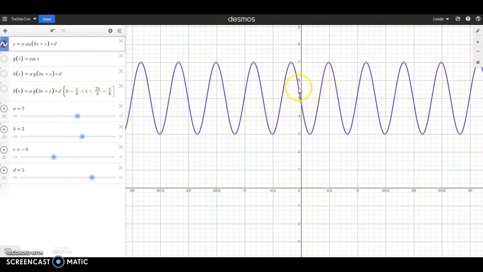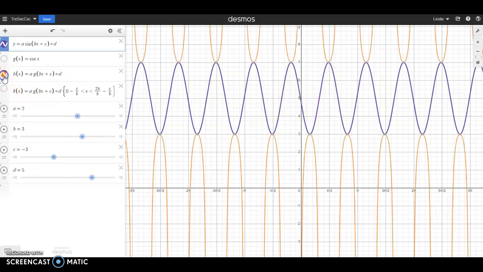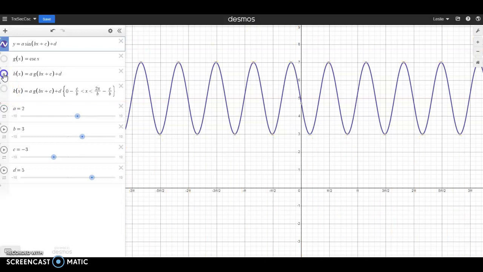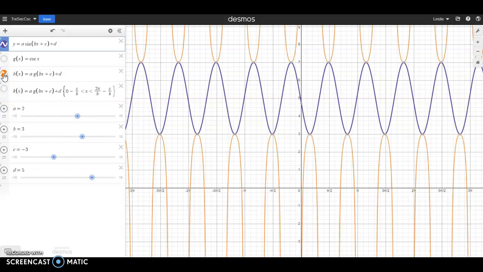If I could figure out what the equation for this graph was, then to figure out the equation for this graph, the orange one, I just have to change my answer from sine to cosecant. I'll do that in another video. Okay, so now we've talked about the transformations of cosecant.